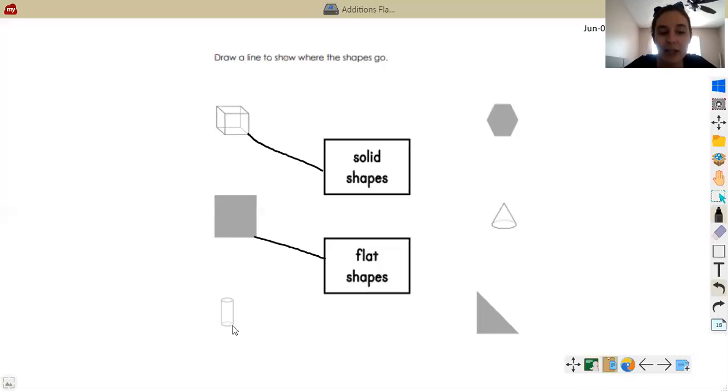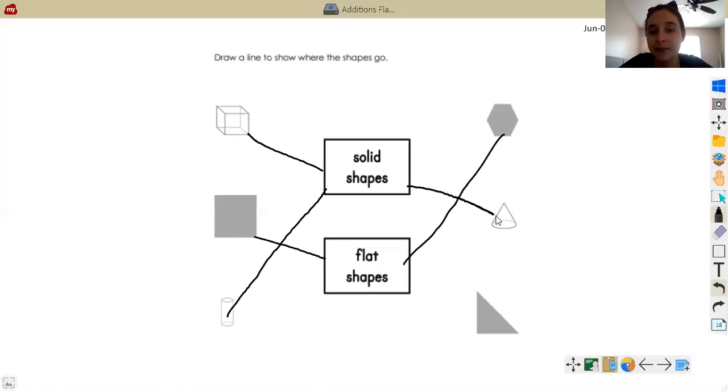Now this shape down here, I see dotted lines, and it also looks to be 3D. So I need to draw it solid. Let's go up here. This shape also looks flat. I know it goes to my flat shape. Now this shape, I see that there's dotted lines to make it look 3D, which means that it is solid. And last but certainly not least, I see that this triangle is flat and there's no dimension to it. So I know that it's flat.